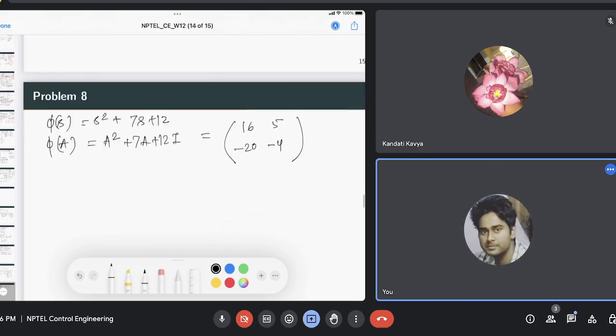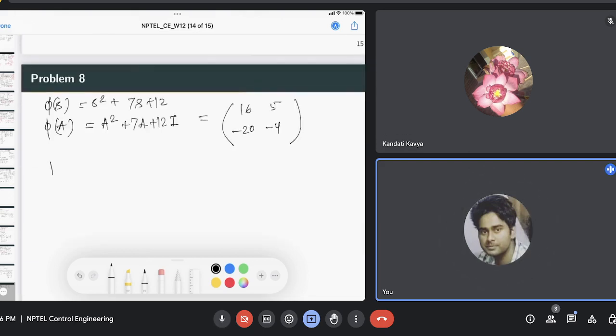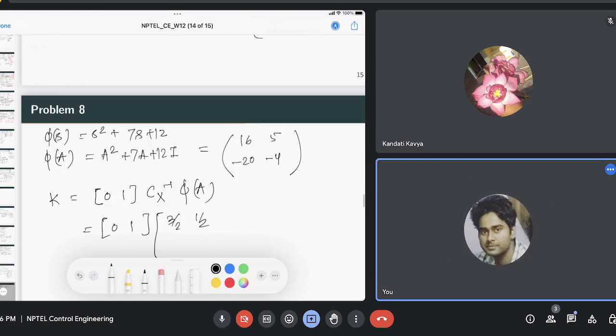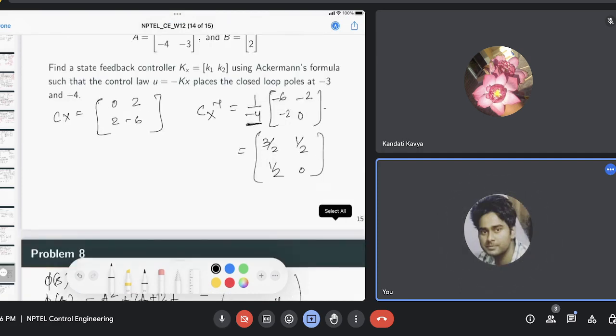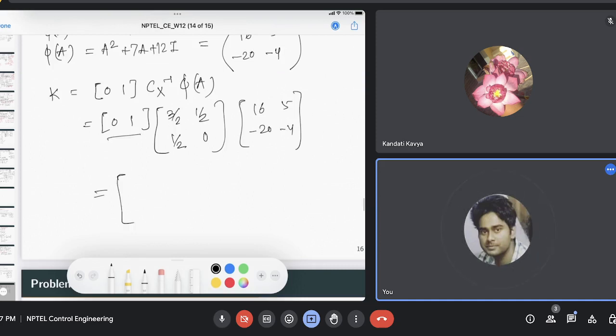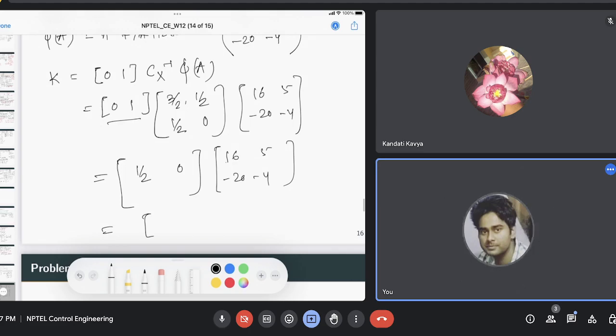So in this Ackermann formula, K will be [0 1] Cx inverse phi(A). We computed Cx inverse as [3/2 1/2; 1/2 0], and phi(A) is [16 5; -20 -4]. Multiplying these, it will be [1/2 0] times [16 5; -20 -4], so it will be half into 16, which is 8, and 5 by 2.